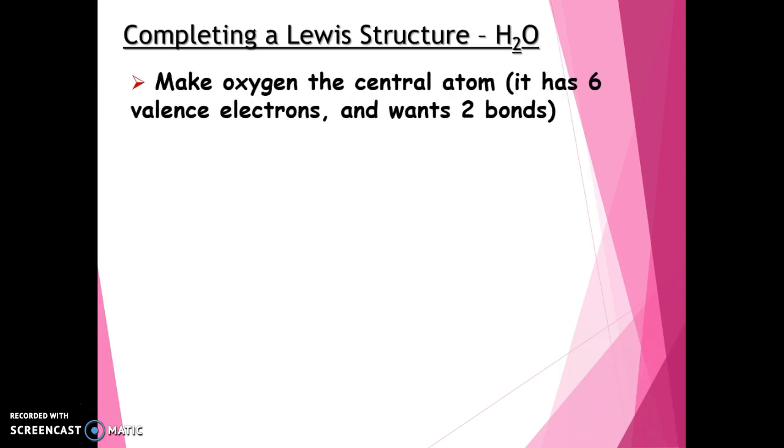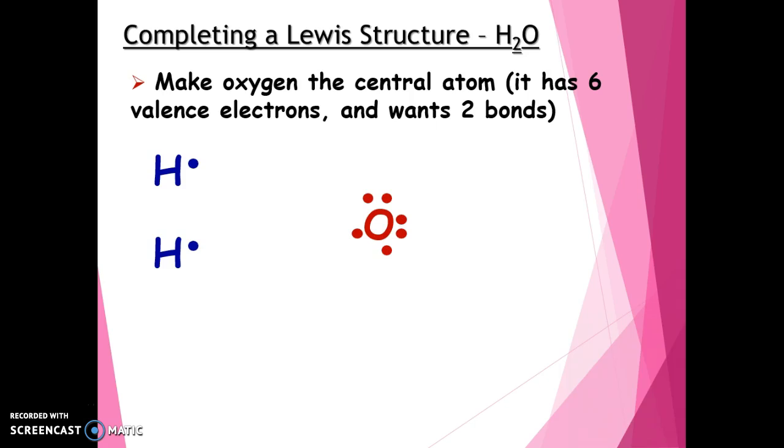So make oxygen the central atom. The reason we make oxygen the central atom is because oxygen is the bigger of the two. Hydrogen is usually not used as a central atom ever. So it kind of breaks the rules a little bit because you're supposed to use the lower group number to make the central atom. But oxygen has more bonds to make. So oxygen becomes the central atom. So here we go. There's oxygen as our central atom. And we also have 2 hydrogens out here.